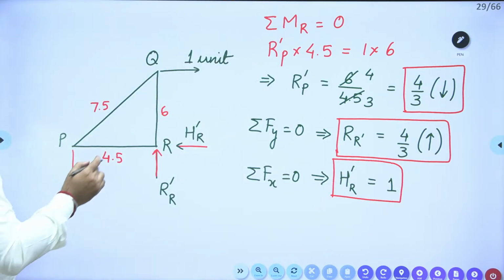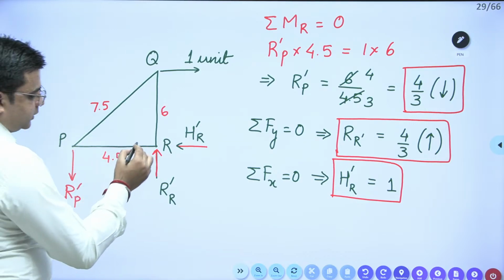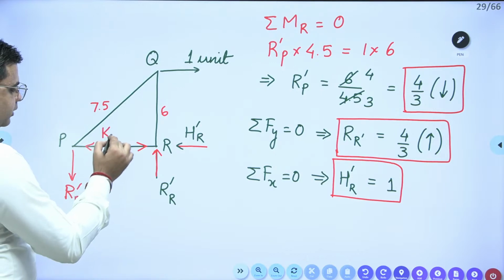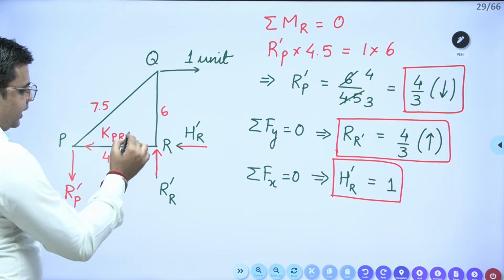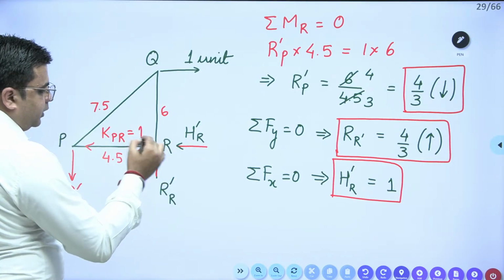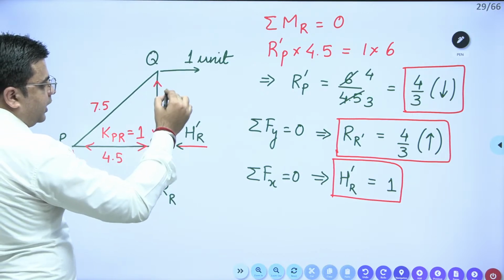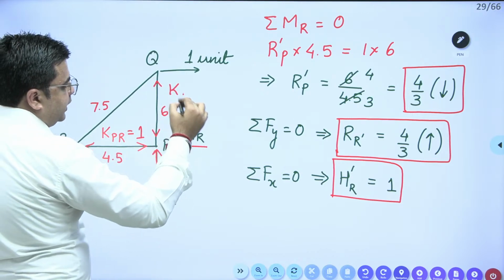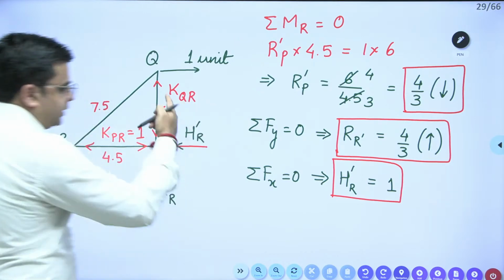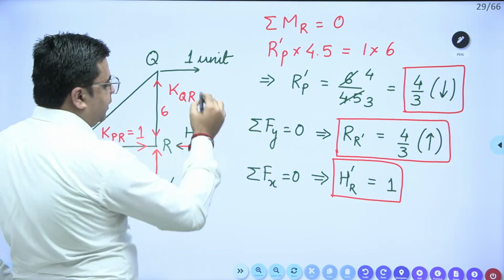For calculating the K values, again the same method will be used. For this PR, this K value will be compressive in nature, and this is KPR. It will be equal to this HR dash, which is nothing but 1. Similarly, this KQR is again compressive in nature, and the value of this KQR will be equal to this Rr dash, which is nothing but 4 by 3.